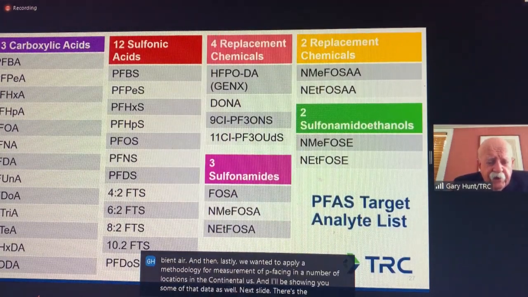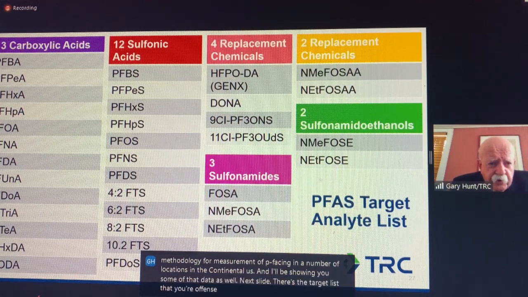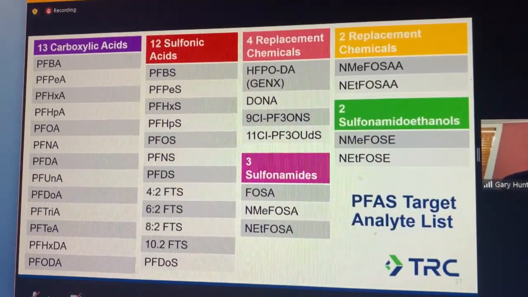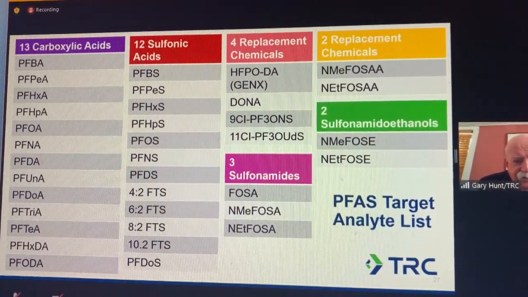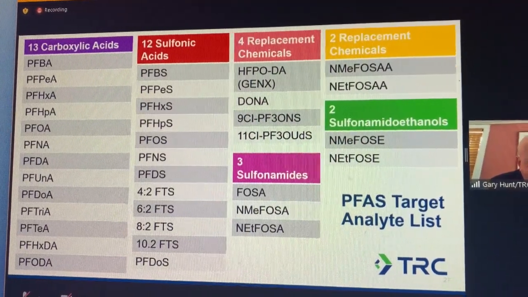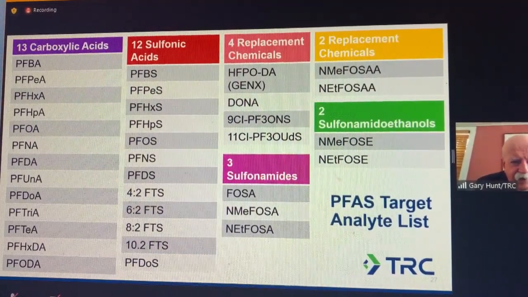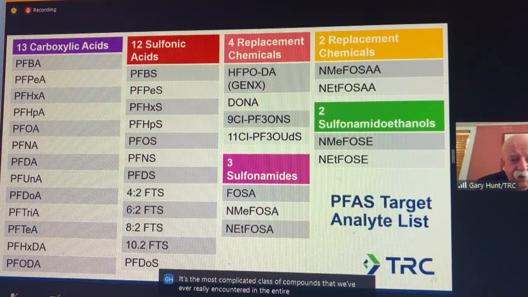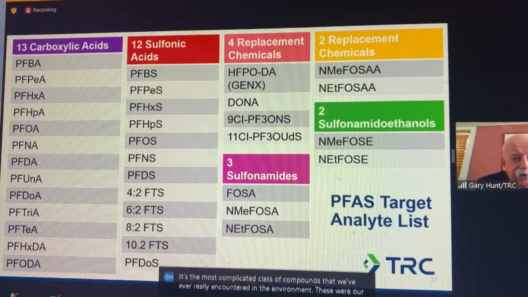Here's the target list that Eurofins used. There's about 32 compounds here. I won't go into them because, as you all know, the chemistry of PFAS is very complicated. And I'm a chemist, and I can tell you it's the most complicated class of compounds that we've ever really encountered in the environment. This is our target analyte list.